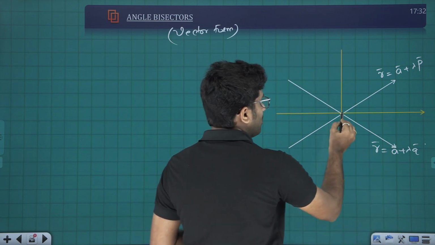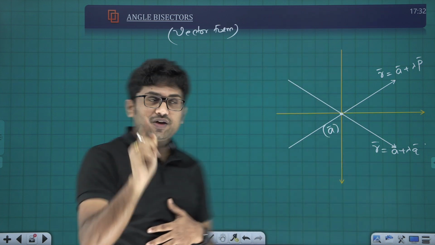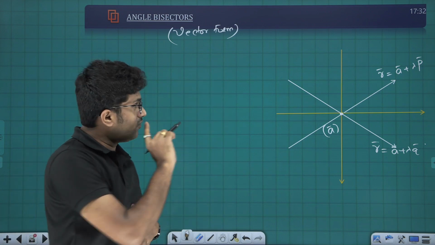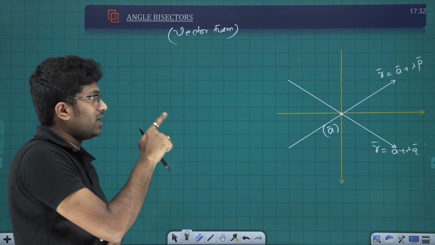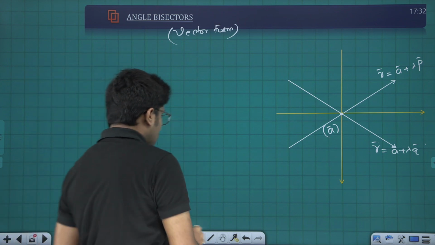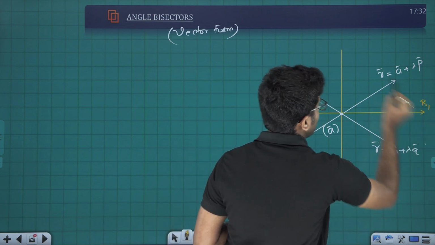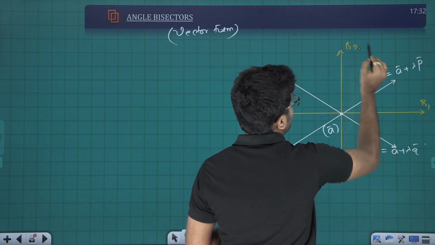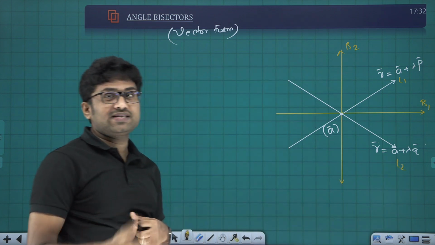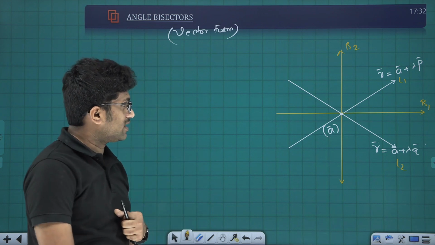Why I am writing A bar: A bar is the point of intersection of these two lines, friends. If A bar is the point of intersection of two lines, then the two lines are R bar is equal to A bar plus lambda P bar, and A bar plus lambda Q bar. So now what are the two bisectors? These two are the bisectors, B1, B2. These two are lines L1 and L2. Why two bisectors? Because there will be one acute angle bisector, and the other will be the obtuse angle bisector.